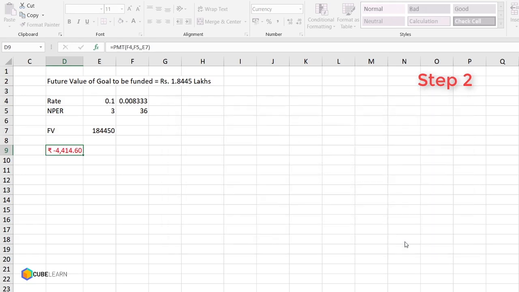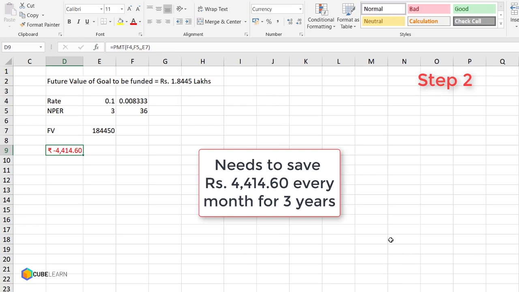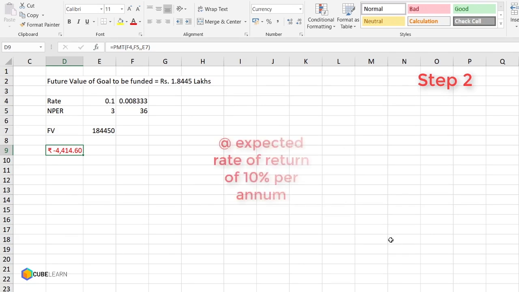As you can see in your Excel, the answer is 4,414 rupees and 60 paisa. Pulkit needs to save 4,414 rupees and 60 paisa every month for 3 years at an expected rate of 10% to arrive at a future value of 1.8445 lakhs.